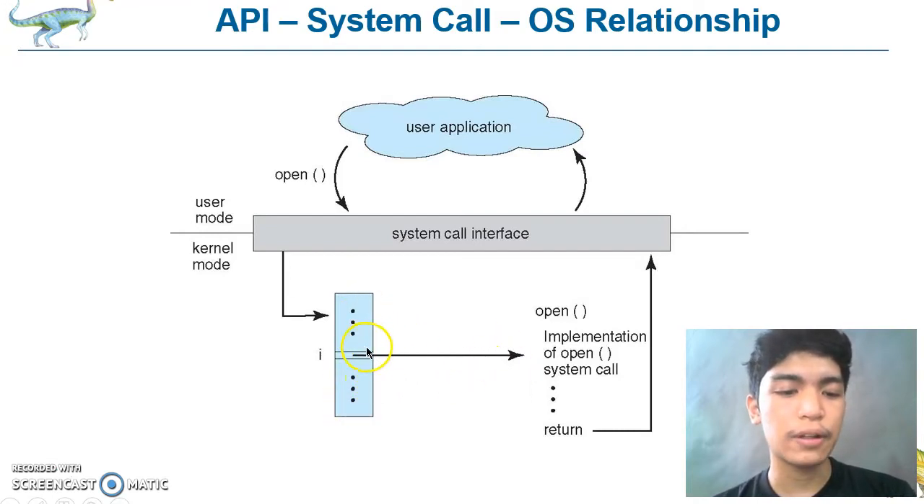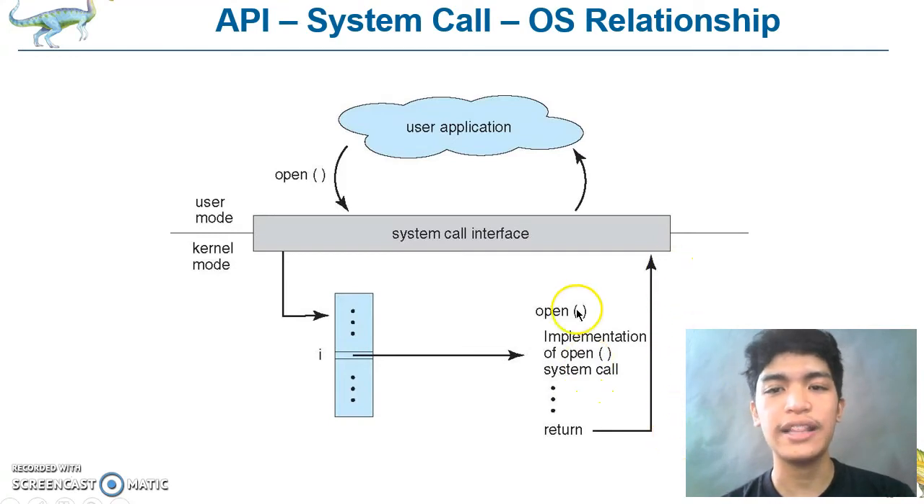From the index table, the implementation of the open system call method is obtained, which is then returned to the user application in the user mode. And that ends the system call OS relationship.